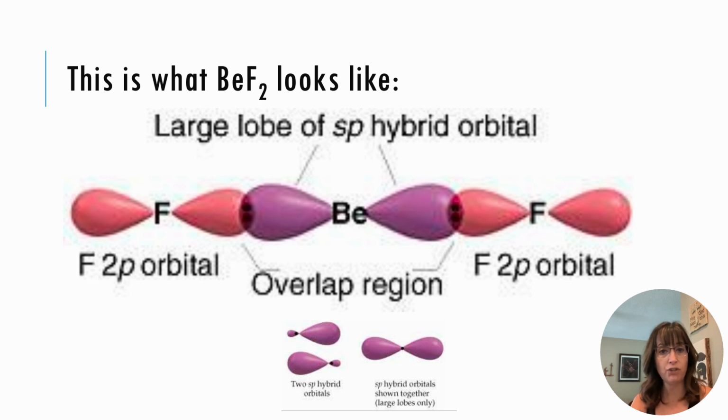This is what BeF2 would look like. Now, in the middle is Be, and remember you had that hybridization going on. All you see is the bigger lobe. So I went ahead and showed you that small lobe down there. It's kind of hard to see. And that big lobe is going to attach to the fluorine, just to give you an idea of what this starts to look like.